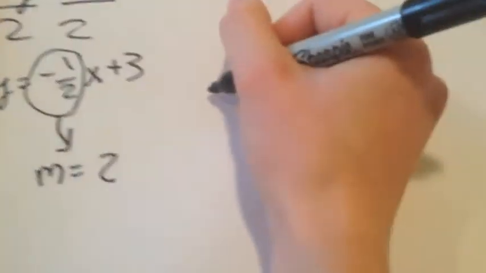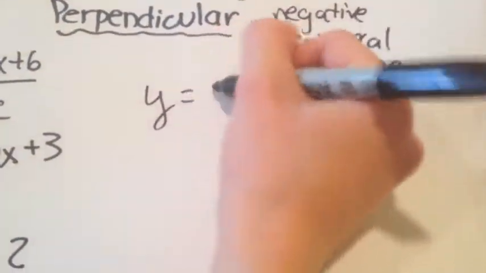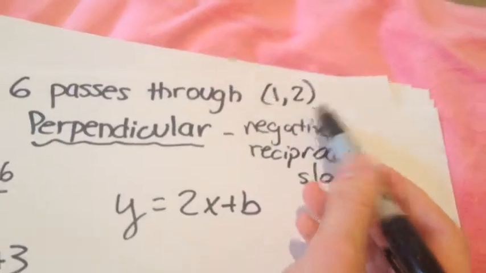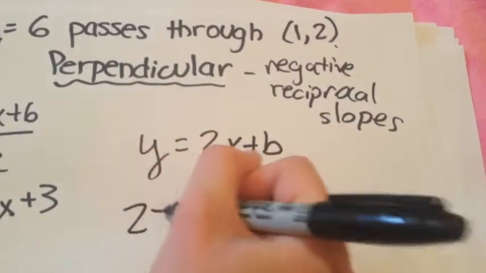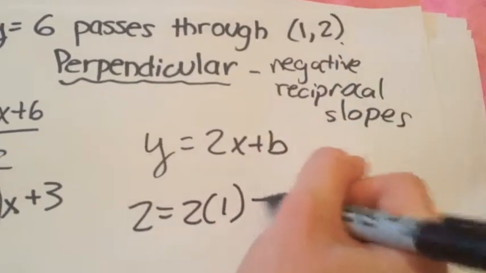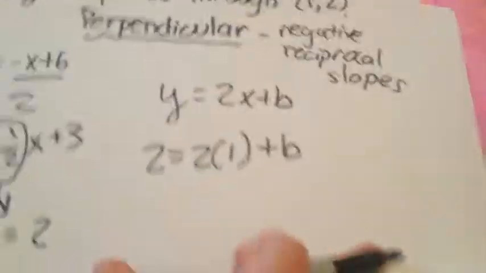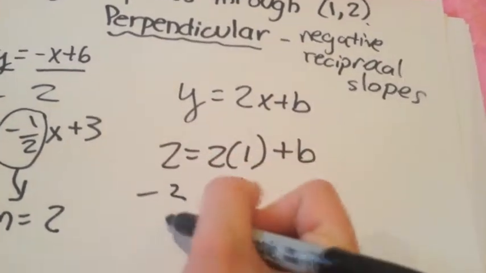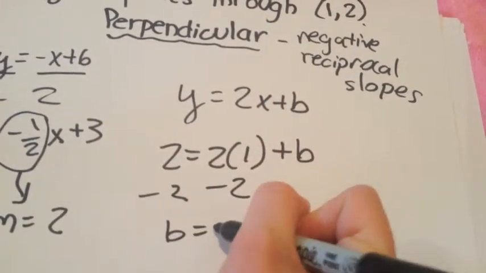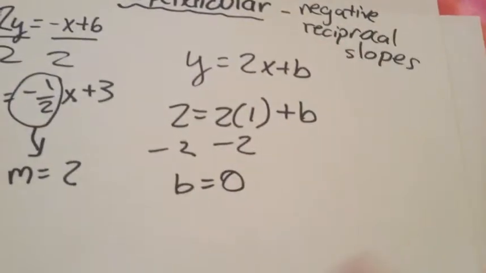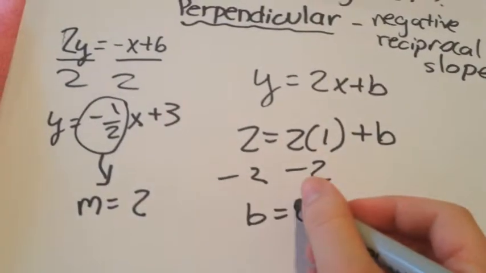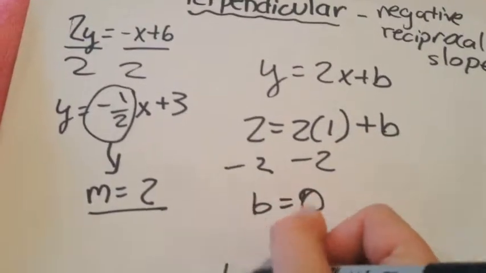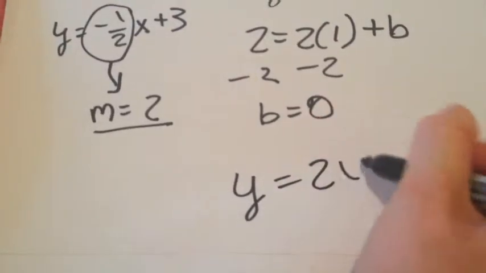So now we know that we have a line that's y equals 2x plus b. So we know that it needs to contain this point, so let's plug it in. 2 equals 2 times 1 plus b. Subtract the 2 from both sides, and you get b equals 0. There's no y-intercept. Sorry, there is a slope. The slope is 2. So your final equation is y equals 2x.